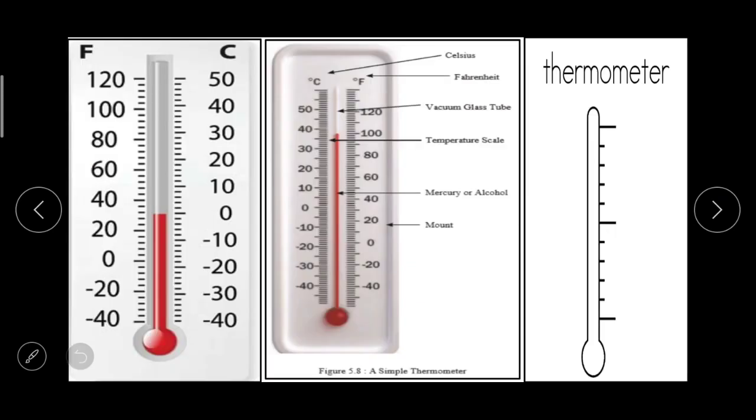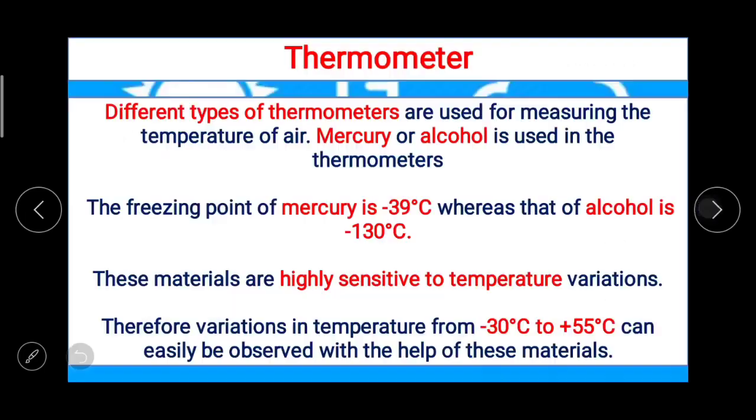Next one, thermometer. This is figure 5.8. A simple thermometer is given in our textbook and the questions are based on it. What is the tube of the thermometer fixed on? What substance is used in the thermometer tube? What do the figures on the scale indicate? In which different units is the temperature measured? And what season does the temperature in the figure indicate? Now about this we will study in detail.